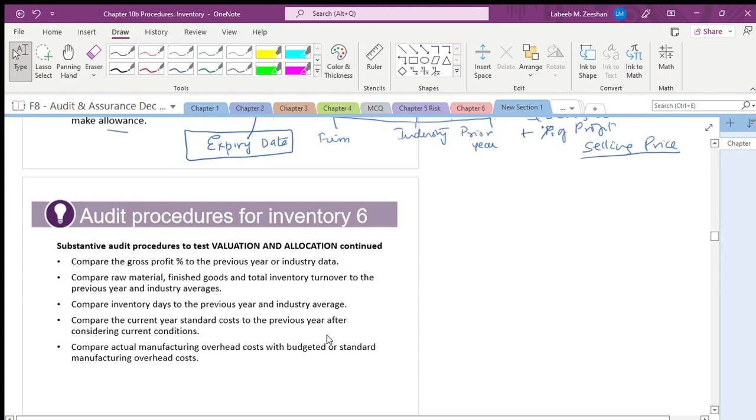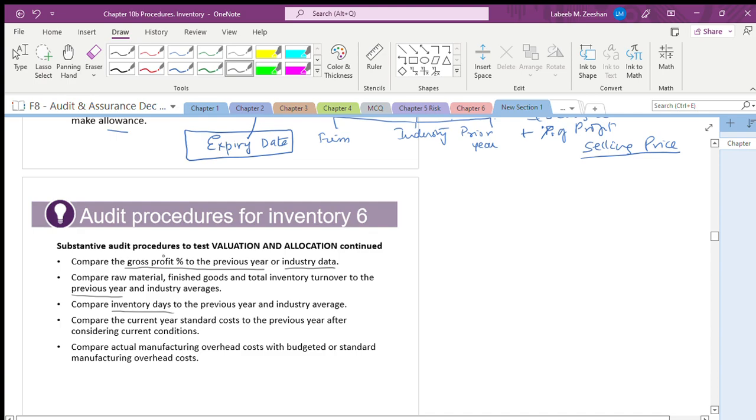We are talking in terms of valuation. When you are talking about valuation, you compare the gross profit to the previous year, and also compare with the industry. Compare raw material inventory to the previous year. Always make a comparison of the previous year, what happened then and what's happening now. This is very important.